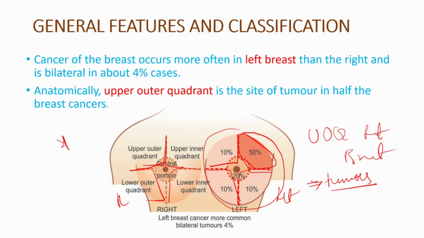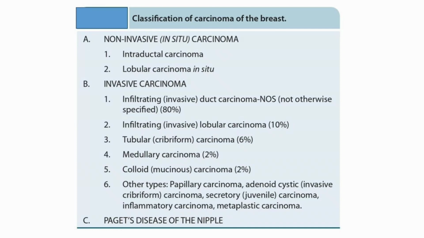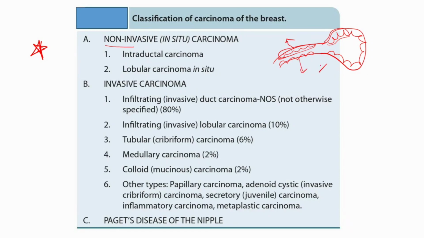And now we can see the classification of different breast cancers. In the classification of breast cancer, which is a little bit important, we have two main types. One is non-invasive. For example, just imagine this is a terminal duct, and this is acini. Acini and terminal duct have a basement membrane, and they are made up of epithelial cells, right? If a tumor is formed in these epithelial cells and they are not invading the other tissues, they are called non-invasive. In situ means they are present within the basement membrane itself.